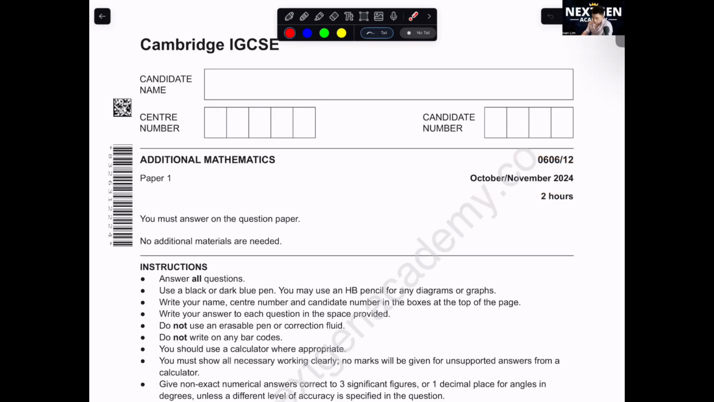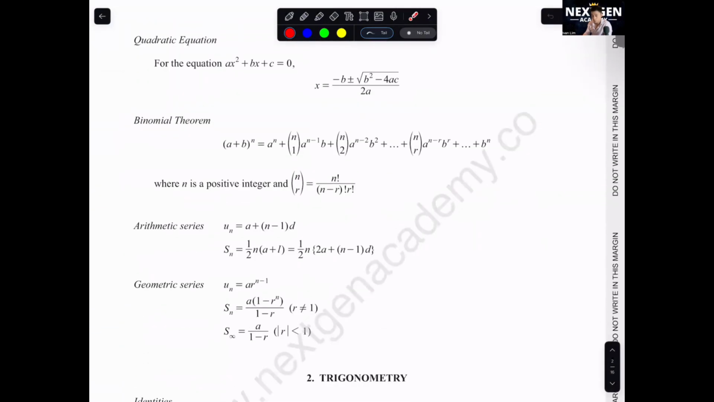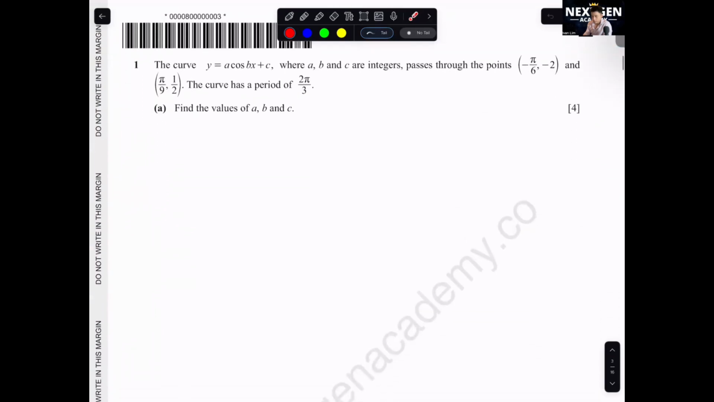Right now, for all your papers, I want you all to try to do at least the first half without a calculator if possible, so that you'll get enough practice for your new format of the paper. Okay, let's look at question 1. We can do this without a calculator.